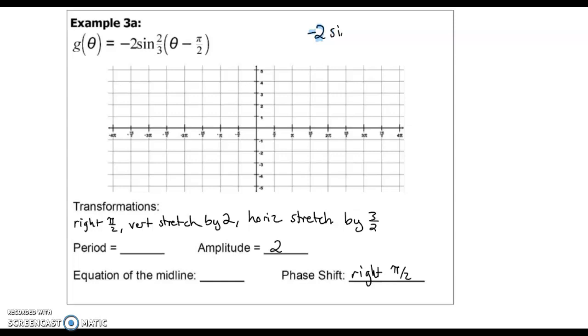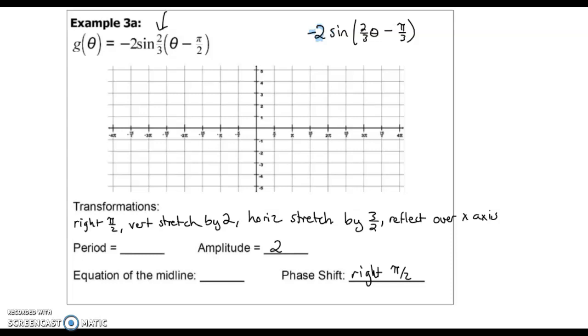-2 sine, and it'd be 2/3 theta, and then it'd be minus pi over 3. And if I see it like that, I'd actually have to factor out the 2/3, but they've already factored out the 2/3 for me. Okay, so a horizontal stretch by 3/2, and then that negative in front is a reflection over the x-axis. So where sine normally goes up like that, when it reflects, it's going to come down first and then up. So it's going to switch its direction.